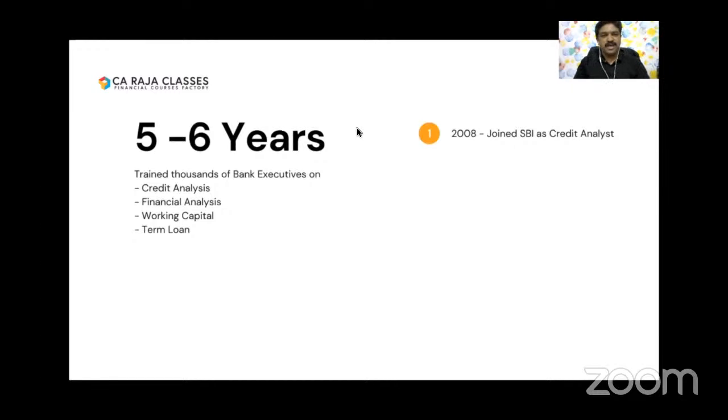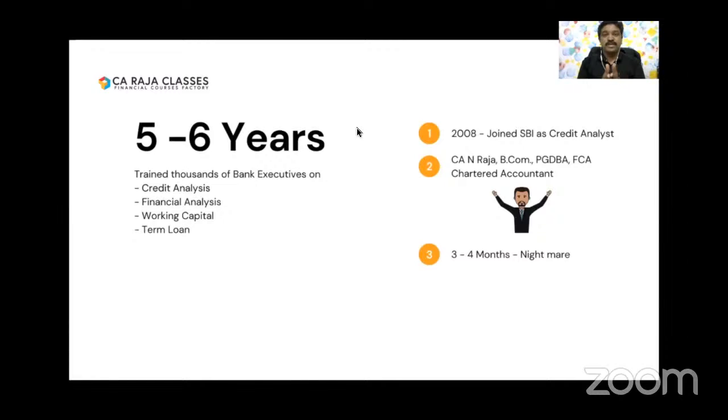In 2008, I joined SBI as a credit analyst immediately after my chartered accountancy qualification. I used to say it was just one day before completing my CA program. In campus interview, I was selected. So I had this tag: CA N Raja, BCom, PGDBA, FCA, chartered accountant, and I had that bit of headweight also, because I completed CA in the first attempt and got a job in SBI, that too joining as credit analyst. Wow. Okay. So I joined SBI, and the first 3 to 4 months gave me literal nightmares.